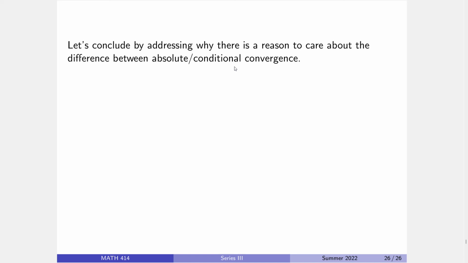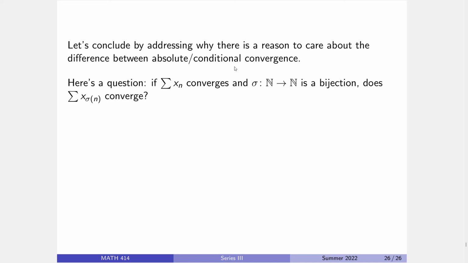Absolute convergence is nice because it's pretty easy to detect. If you take the absolute value of your terms, then you've got non-negative terms, and we've got some ways of determining convergence of that stuff. Specifically, we know that if the partial sums are bounded above, we have convergence. So absolute convergence is quite nice. But here's an obnoxious question. Let's suppose a series converges and you've got a bijection.